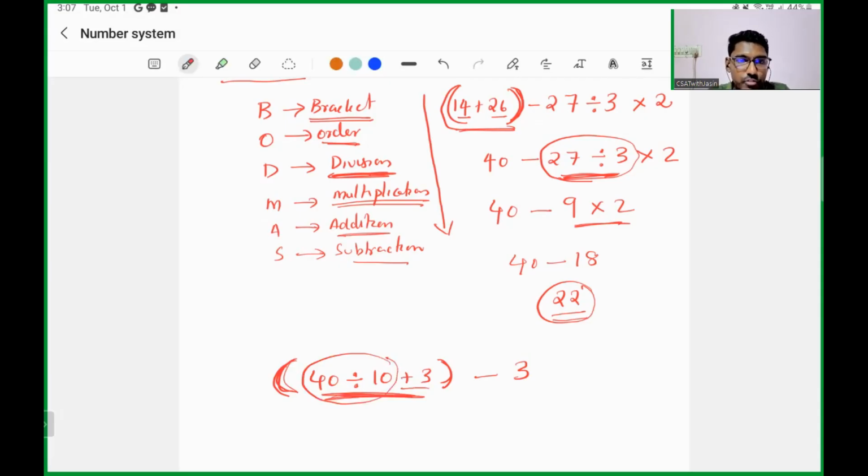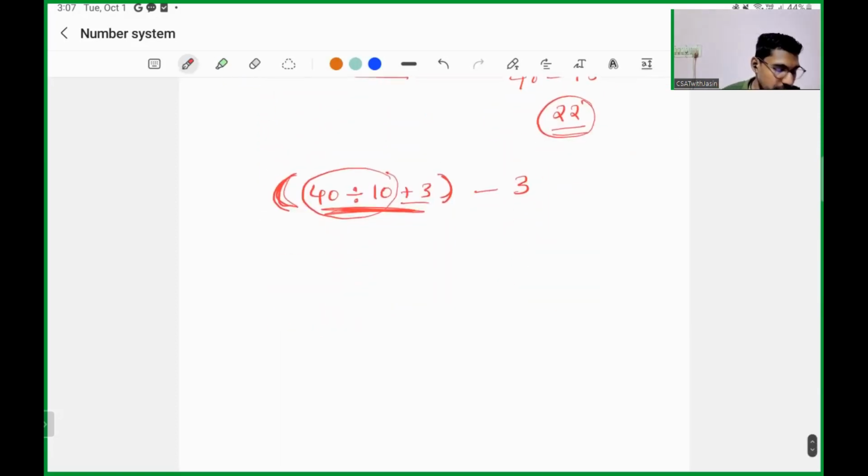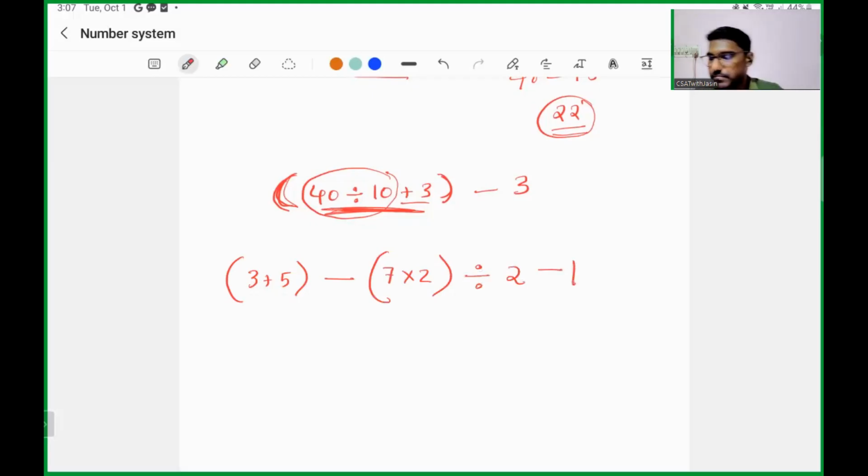Some of you might be aware of the BODMAS rule. So I will give you an example. You just apply the BODMAS rule and tell me what the answer will be. 3 plus 5, minus 7 into 2, divided by 2 minus 1. Just try this one.